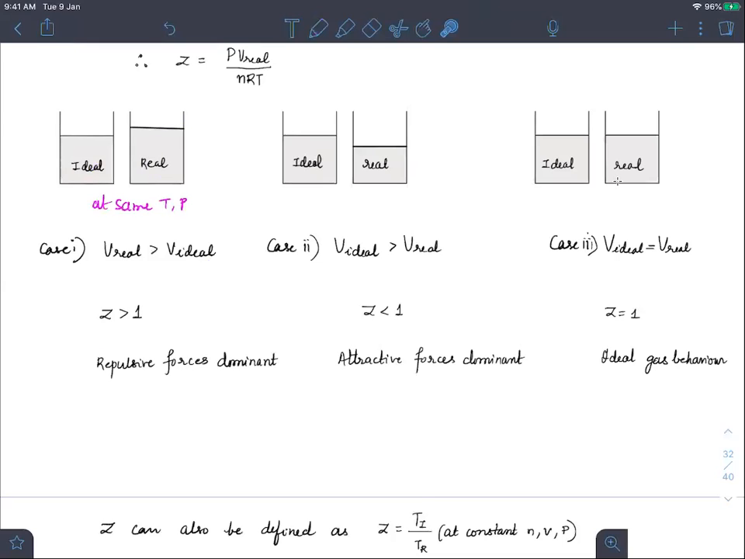Second case, same temperature and pressure, if the real gas volume occupied is less compared to that of the ideal gas, then the Z value should be less than 1. If both are the same, then Z should be equal to 1.